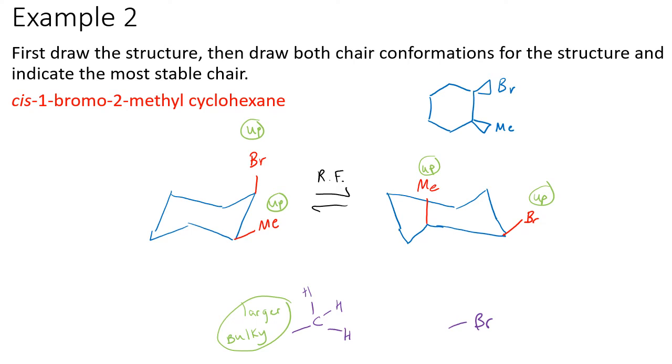Therefore, the structure on the left where methyl is equatorial is going to be my most stable chair conformation. That means that 95% of the time it's going to be in this conformation at room temperature, except for the little bit where it undergoes the ring flip and looks like the structure on the right.